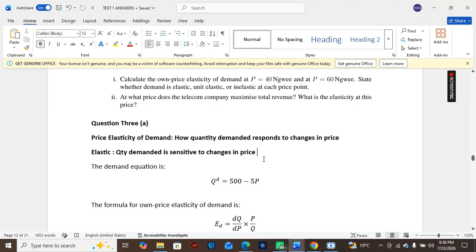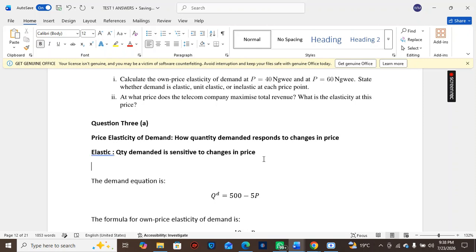Why can it be sensitive to price changes? Number one, if the good is not a necessity, a good you can live without. Or if a good has a lot of substitutes. You increase the price, people are going to buy the other goods.